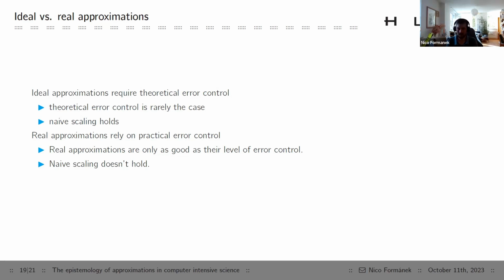What is much more often the case is that we have real approximations which have only practical error control. And yeah, these real approximations, they are as good as their level of error control. But this also means that naive scaling doesn't hold, right? Because we can increase computing, but we have no guarantee that it will really reduce the error. So we might observe this for a certain area in compute, but there might be things going wrong. And actually, things can go terribly wrong.